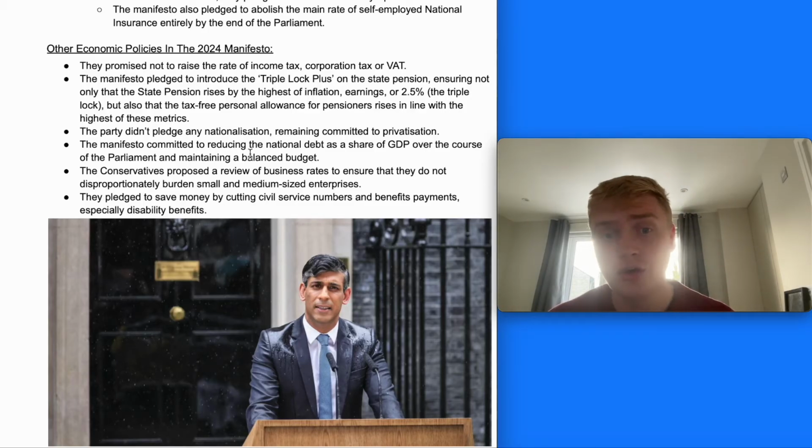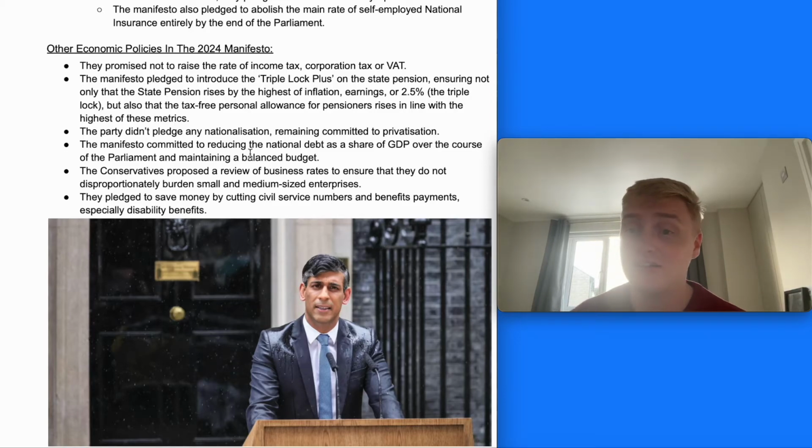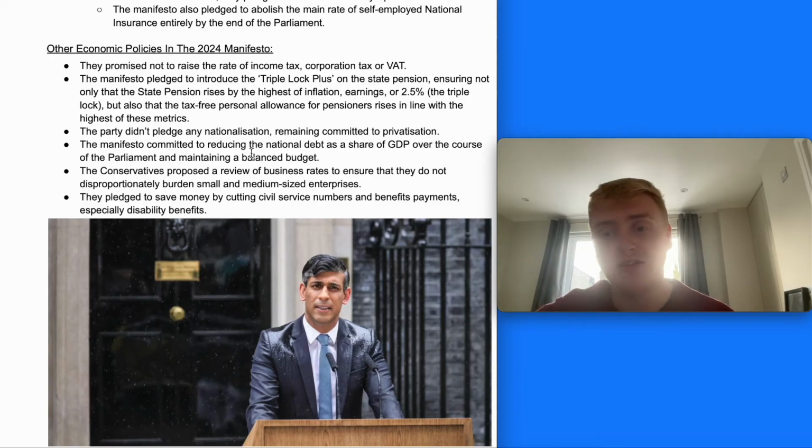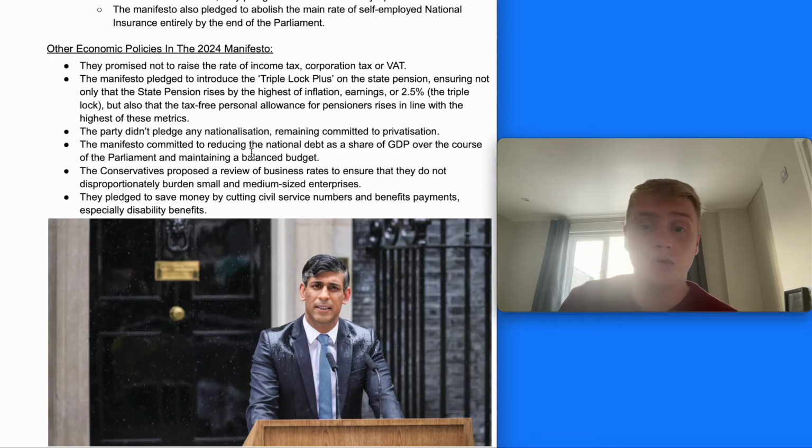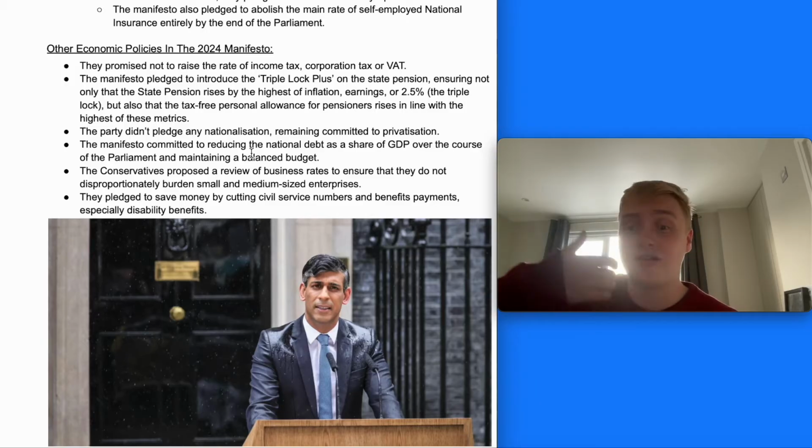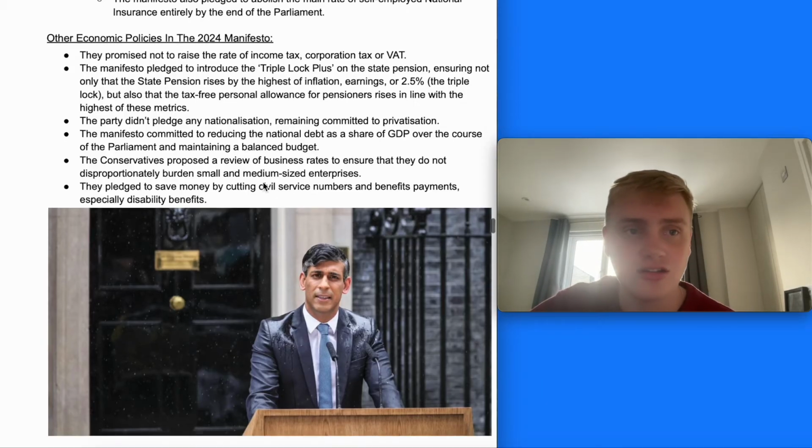They promised a review of business rates to ensure that they didn't burden small businesses, and pledged to save money by cutting civil service numbers and benefits payments, especially disability payments. So you see actually in a number of those pro-business policies, which is a classic of the Tory party, also Thatcherism remaining strong within the Conservative Party.